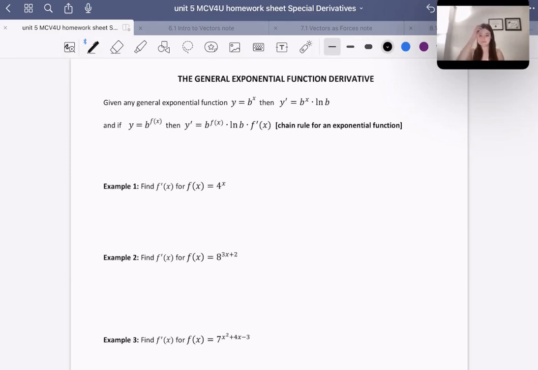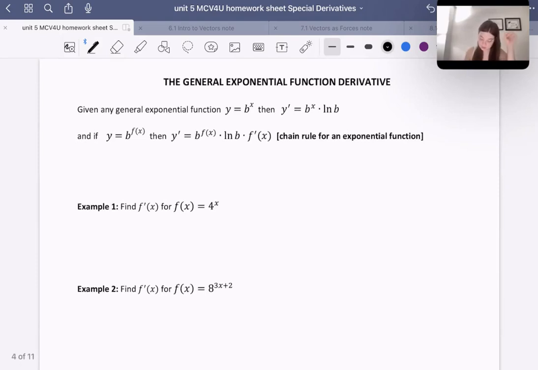Now, what about the chain rule for an exponential function? It's going to involve ln b and also the derivative of what's in our exponent. So we're combining this rule with the chain rule, putting them all into one. I'm going to give you a few examples.